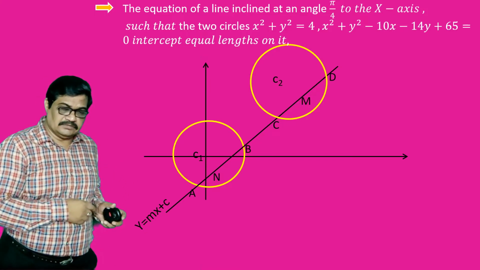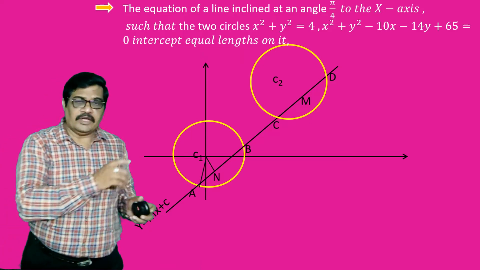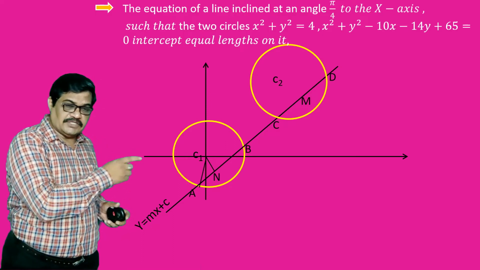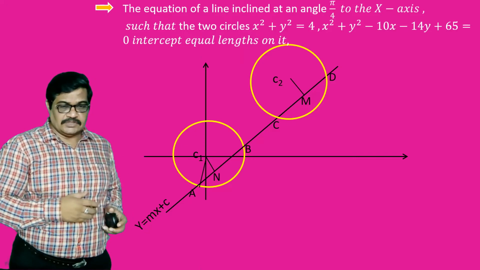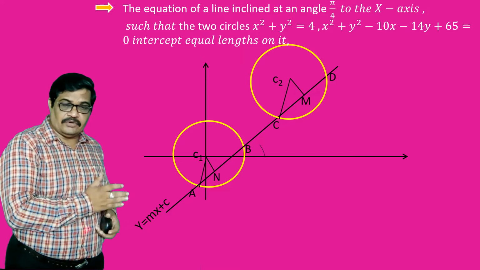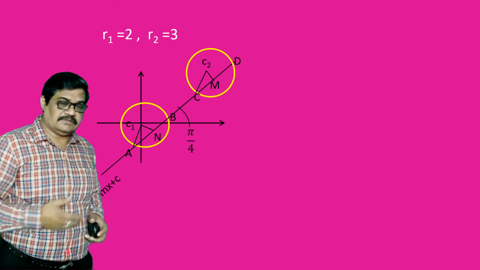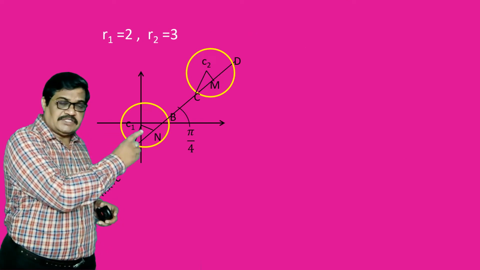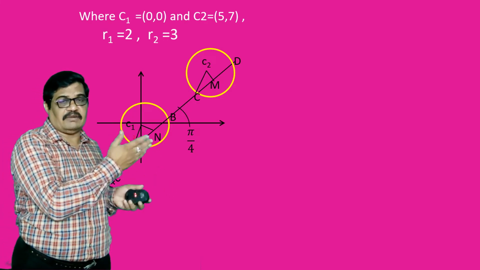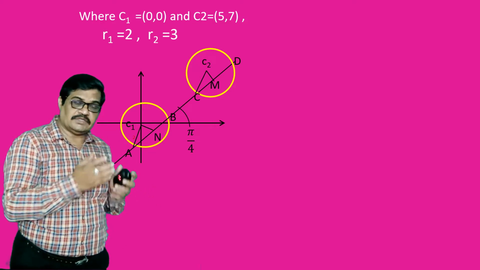We join CA and draw the perpendicular CN to this line. Another perpendicular is C to M, and join C2 and C. See the diagram. Also here this line makes an angle pi by 4 with the x-axis. Next, C1 is 0, 0 and C2, the center of the second circle, is 5, 7. The radii are R1 is 2 and R2 is 3.